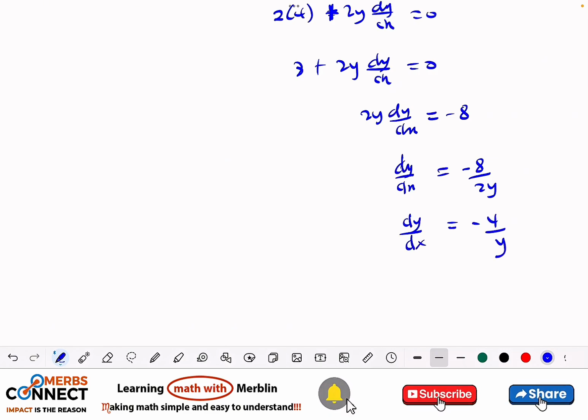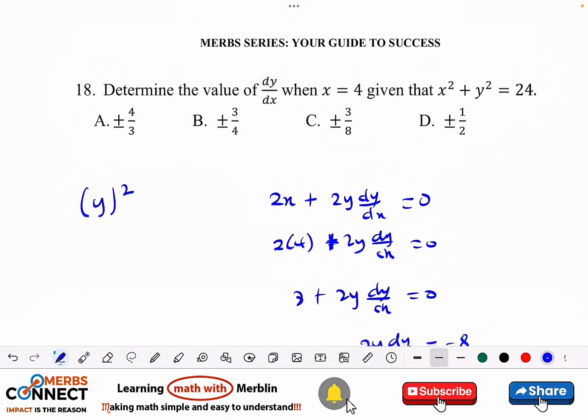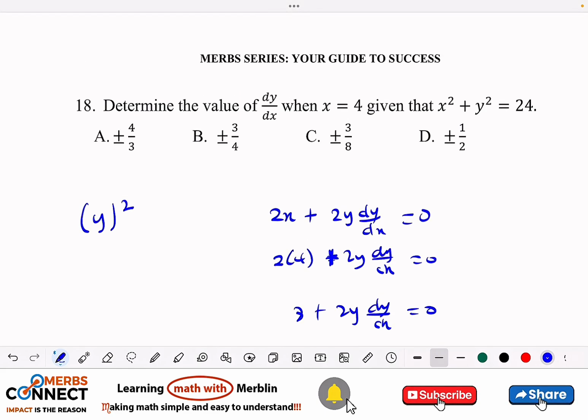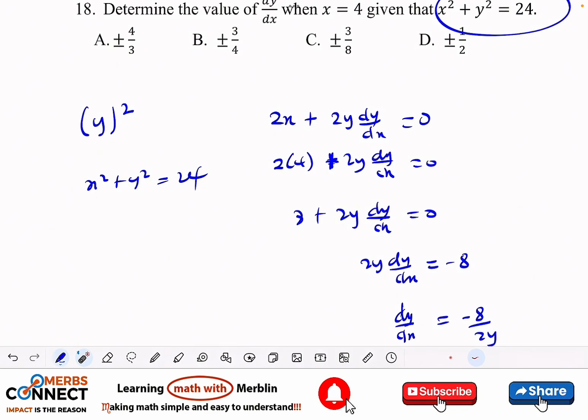Our solution has y in the result, so we need to figure out something. So this is what I'm going to show you here. We need to use this one to find y, right? So x squared plus y squared is equal to 24. We know that x is equal to 4, so this is what we can do.